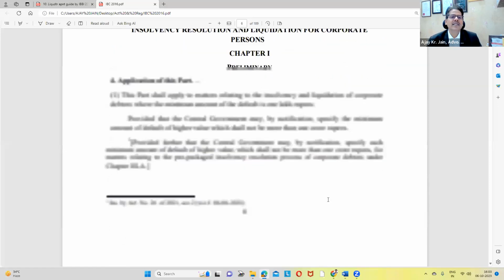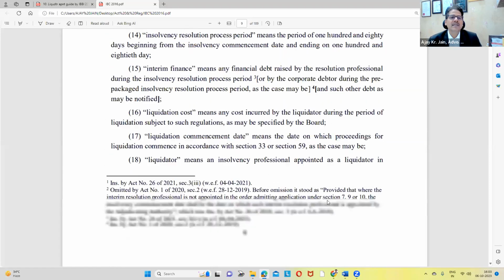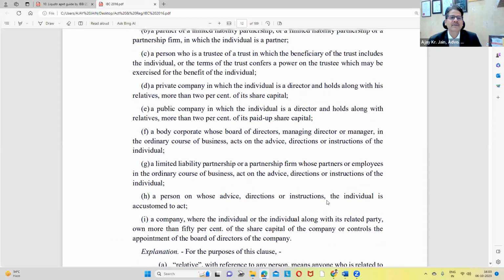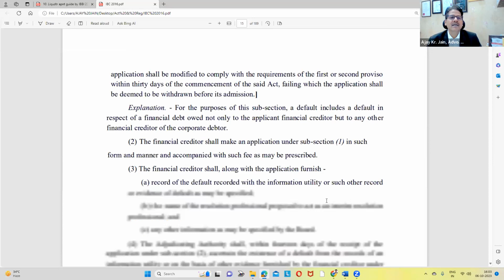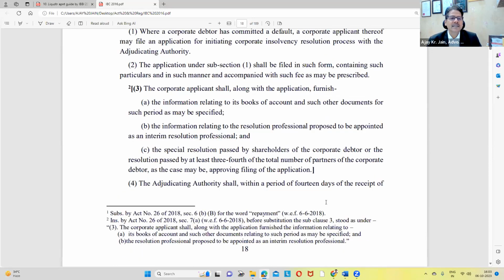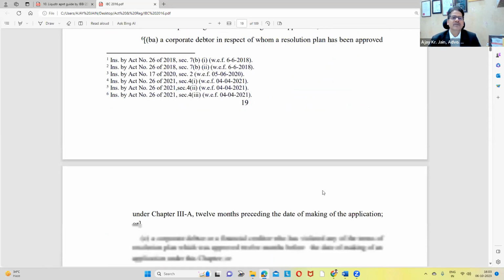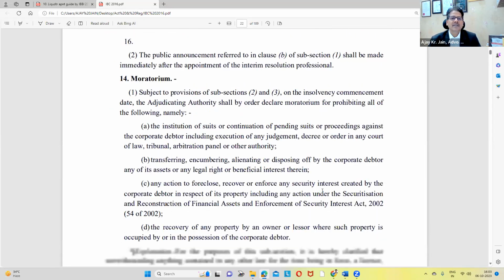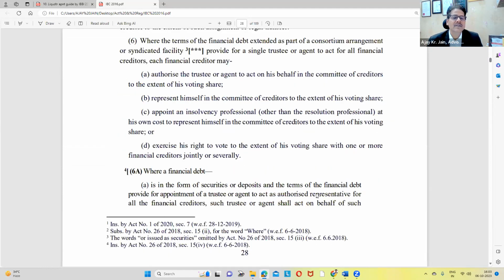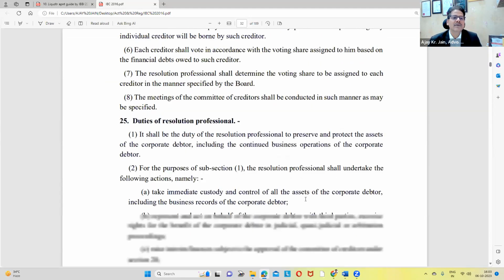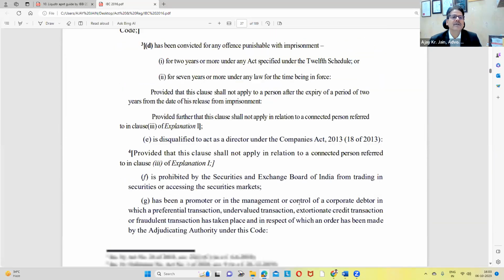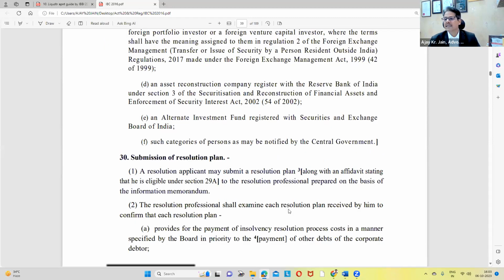This is very important for all IPs because all IPs are putting lots of effort into getting the resolution plan, or the CIRP work. But if the resolution plan does not get approved by the COC, then what happens? Come to 34(1), sorry, 34(1A).